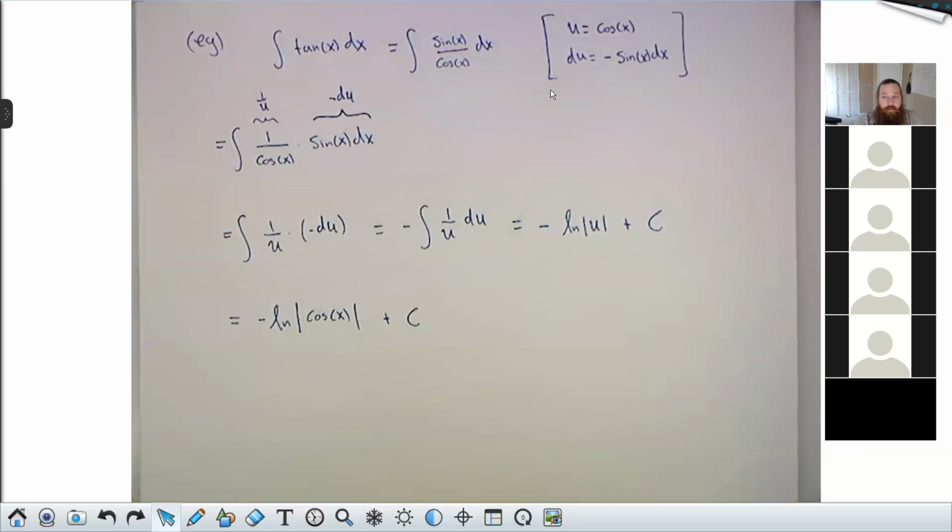The other kind of exciting one, the integral of cotangent, goes the same way. It's actually easier. And I invite you to try it.